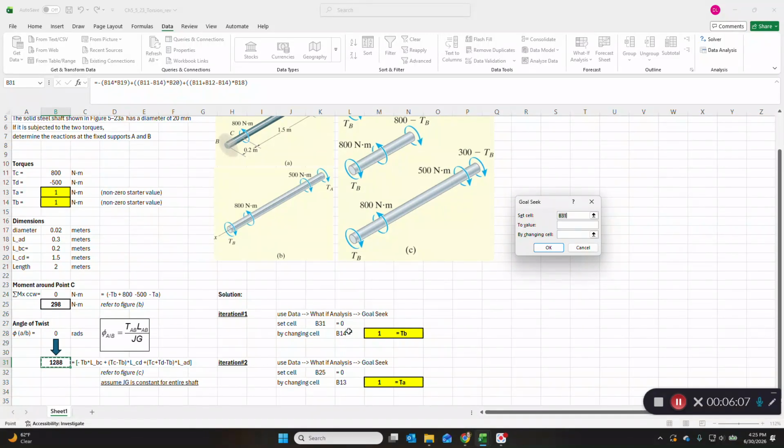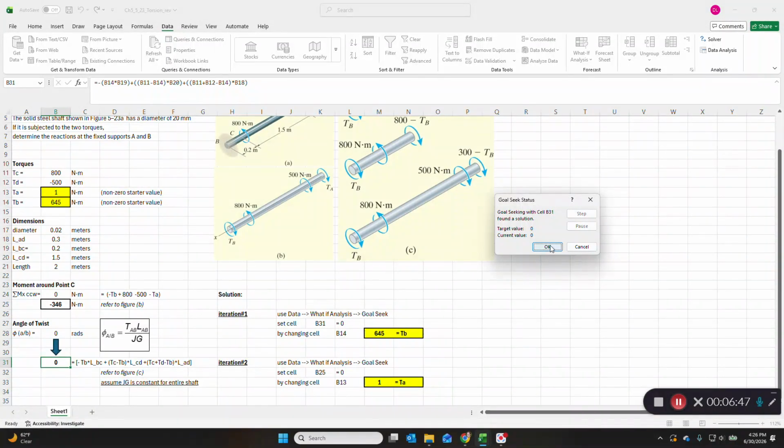And what we're going to be doing is setting cell B31, that's this flashing highlighted cell here, that's the angle of twist, equal to 0, which we know it should be, radians, by changing cell B14. So why are we changing B14, that's T_B, right, and not B13? Because T_A doesn't appear in this equation down here to the right of the highlighted box 1288, so we don't need it. T_B does. So we're going to set a value of 0 by changing cell B14, which is just T_B. And then we hit OK.